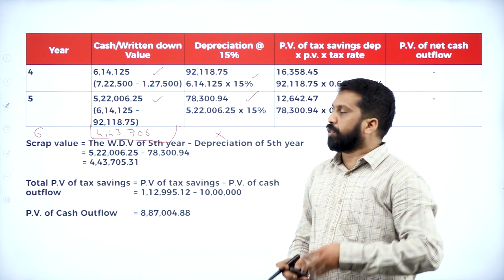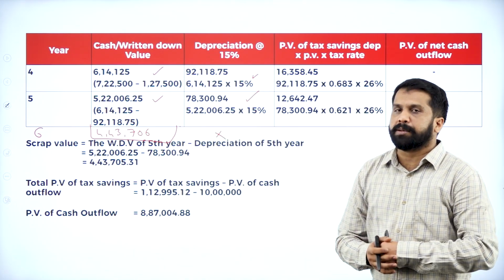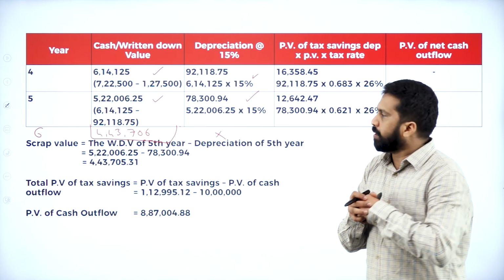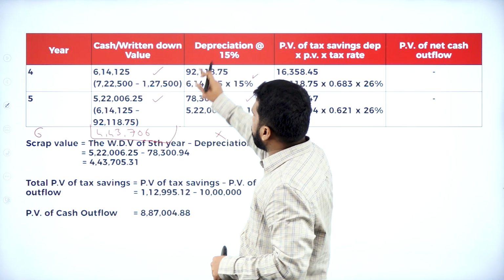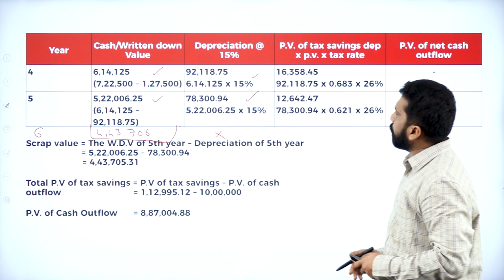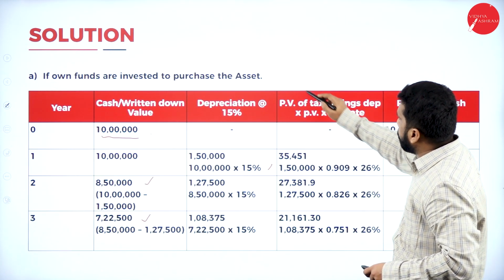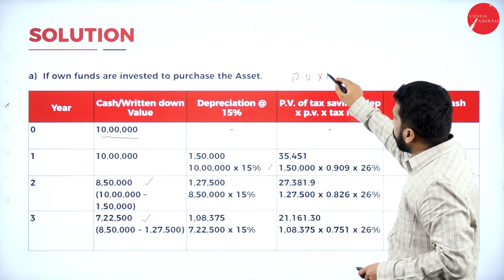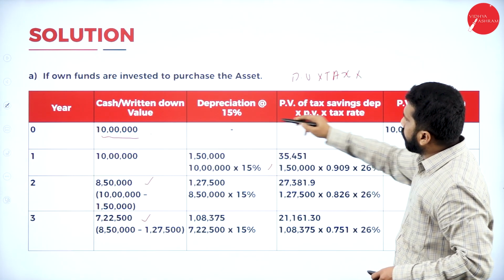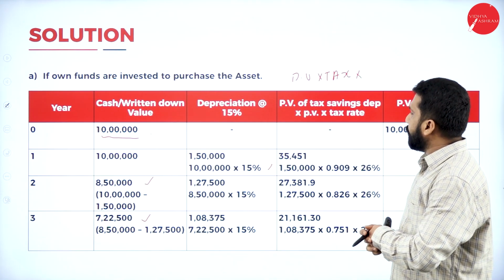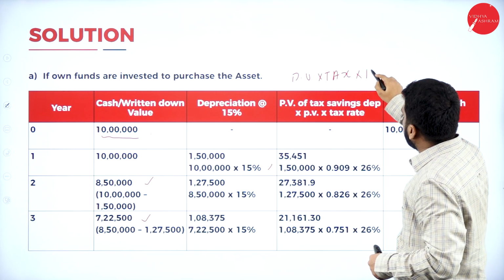Don't calculate depreciation, only calculate that WDV value. After deducting depreciation, what is your value? You are supposed to write. Hope you are clear. Good. First column you are clear. Second column you are clear. What about third column? The third column is your PV into tax into your depreciation value.